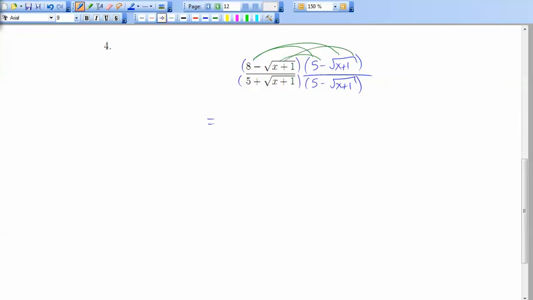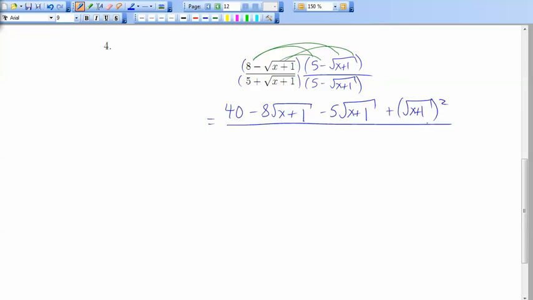Okay. When I do that, I'm going to get 8 times 5 is 40. 8 times negative root x plus 1. Simplest way I can write that is negative 8 root x plus 1. Negative root x plus 1 times 5. Again, the simplest way I can write it is like that. And negative root x plus 1 times negative root x plus 1, that's plus root x plus 1 squared. Well, that's kind of nice.